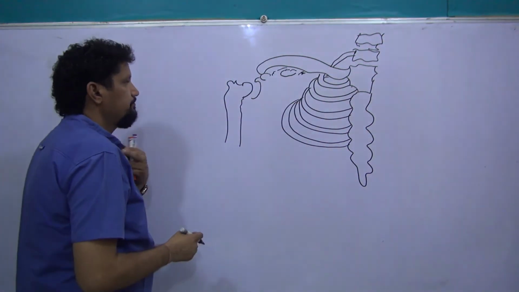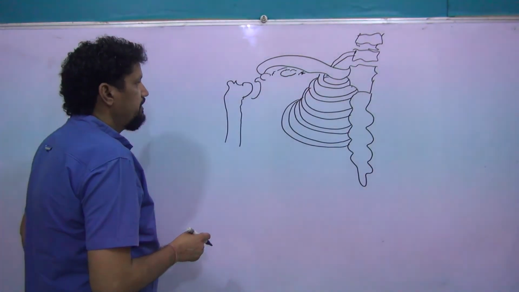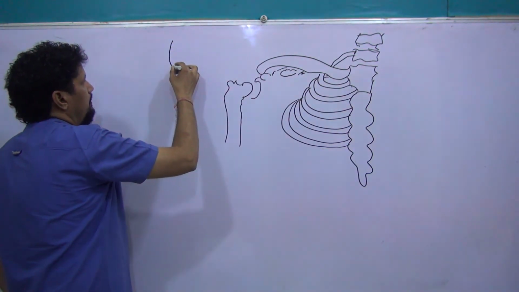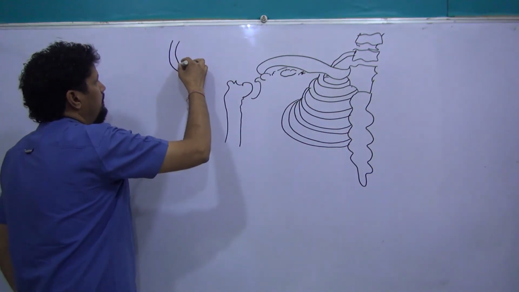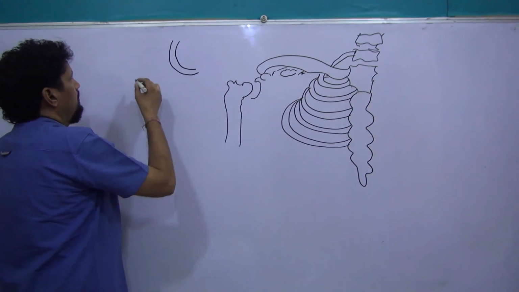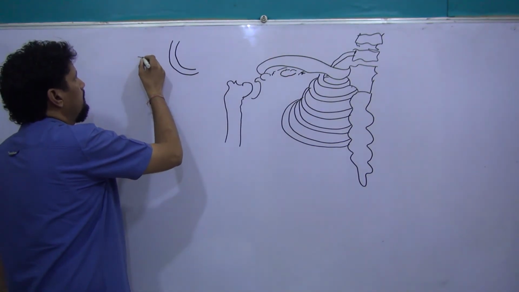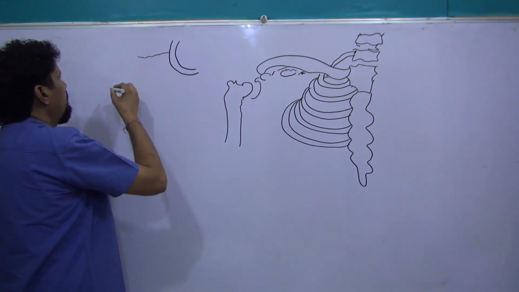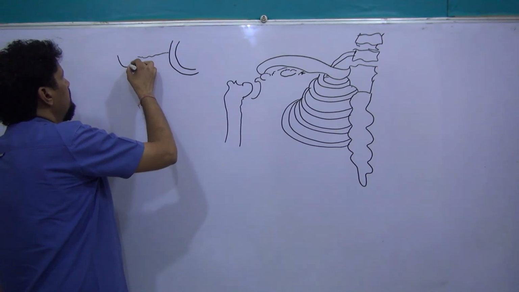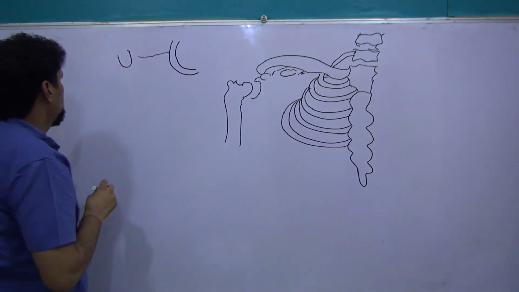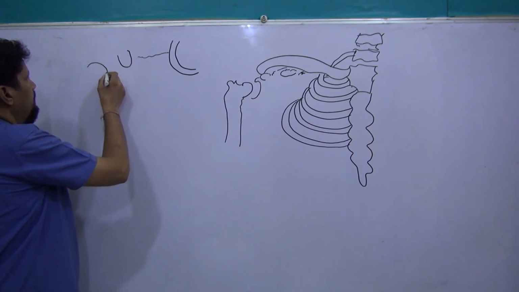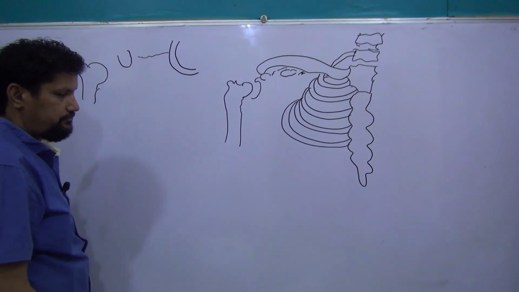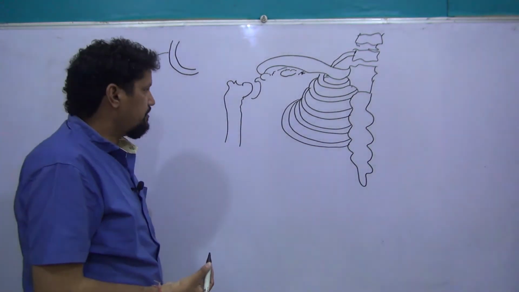So when I draw the diagram here, it looks like this. The first rib, this is the posterior border of the scapula, the coracoid process, and the head of the humerus. So the contents of the axilla.